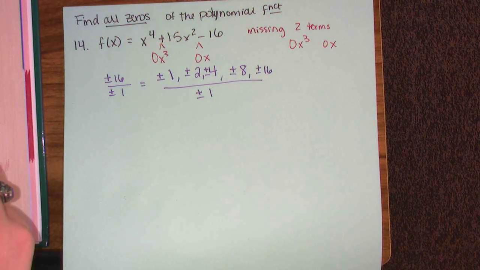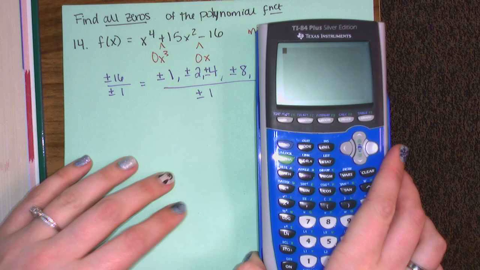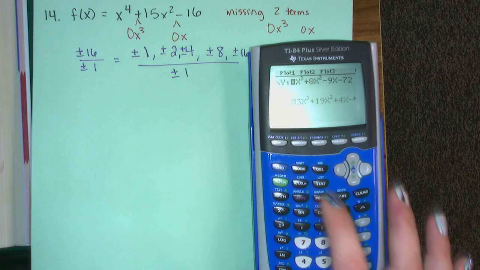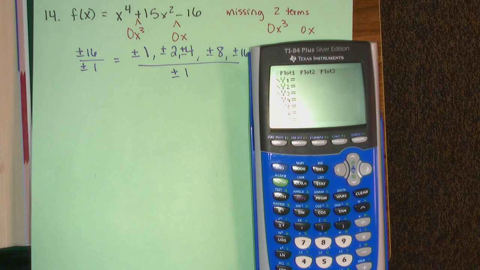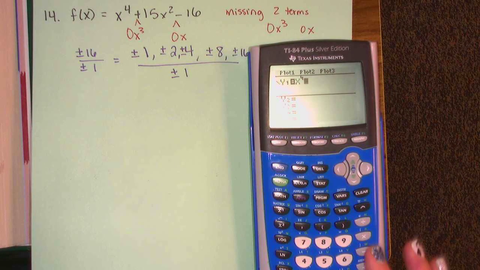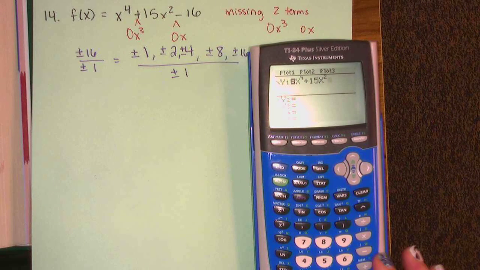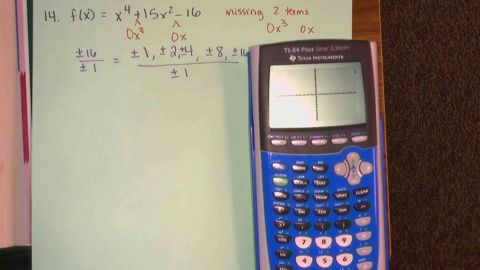Alright, so now you need to put this function into your calculator. I'm going to try to keep everything up here. Okay, I have lots of stuff in my calculator. Okay, you're going to, again, make sure you do the Zoom 6 first. Okay?